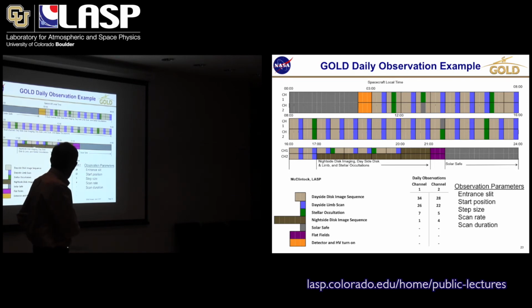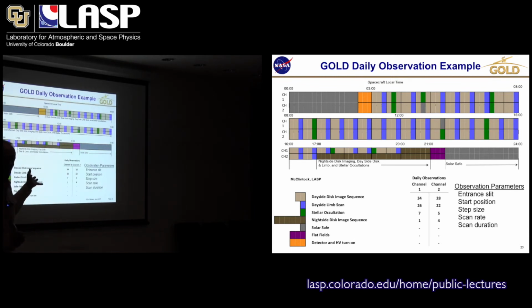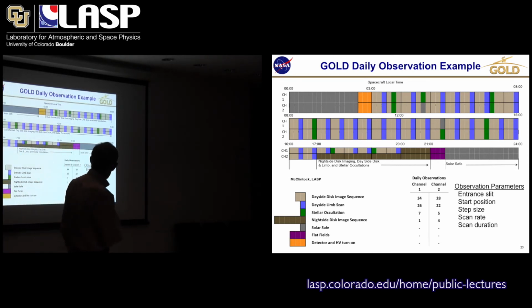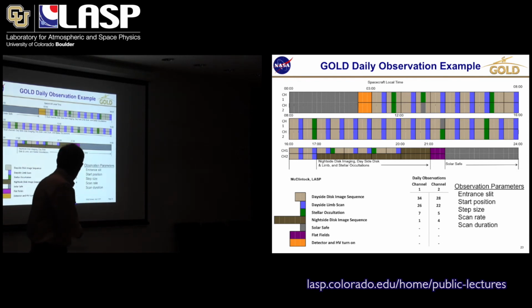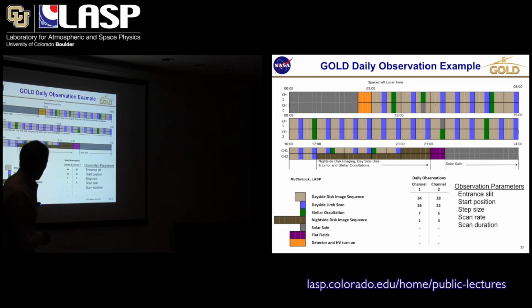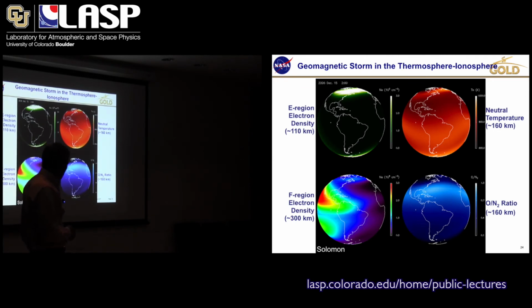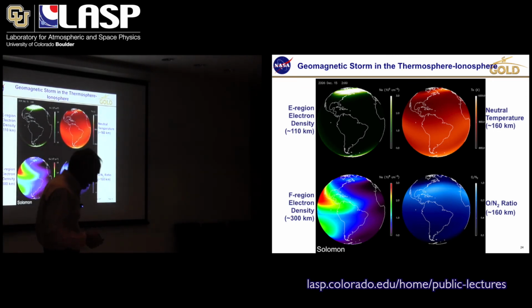Day and night, at some point we start devoting one channel to looking at the night side because the emissions are so dim, and we need more time on it to improve the signal to noise. Eventually we switch both over to looking at night because there's not much of the day side to look at. Just to give you an idea of the stuff that we'll be looking at.